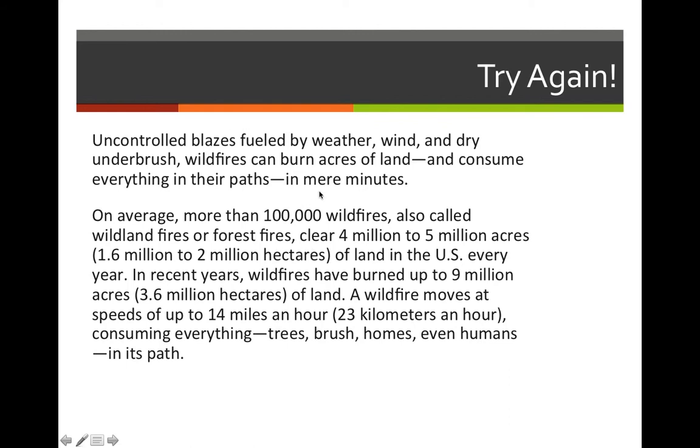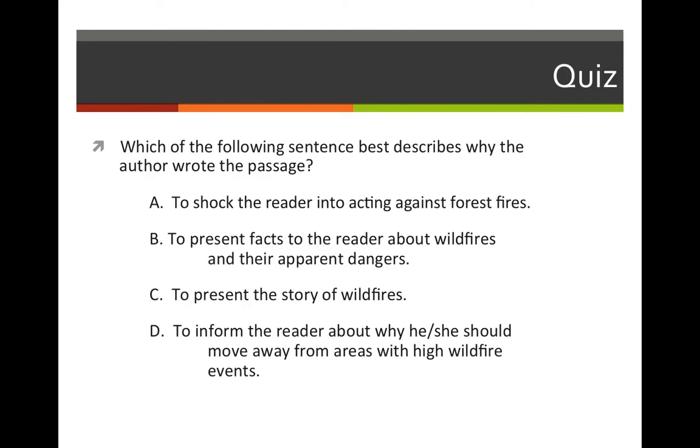Okay, uncontrolled blazes. Well, okay. Fueled by weather, wind, and dry underbrush, wildfires can burn acres of land. But it doesn't say burn. It doesn't directly demand anything from me. And here there's a lot of facts. 4 million to 5 million acres, 100,000 wildfires. A wildfire moves at the speed of up to 14 miles per hour. These are facts that are pretty indisputable that aren't really trying to convince me of anything.